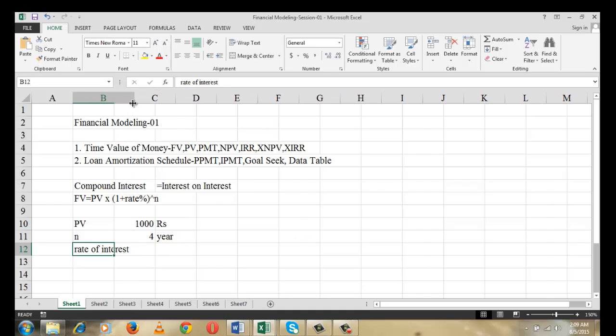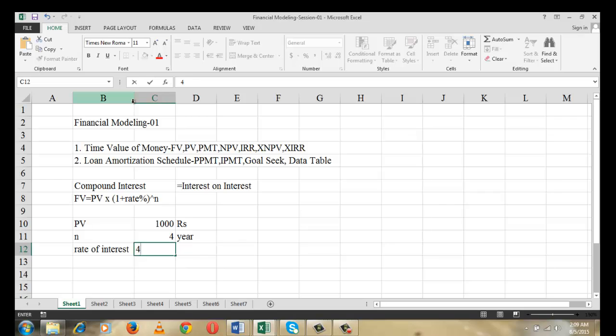4% per annum means the bank is charging an interest rate of 4% per annum. So ultimately the future value of money Mohan gets at the end of 4 years would be 1,000 into (1 plus 4%) to the power 4, and Mohan got about 1169.859 rupees after 4 years.